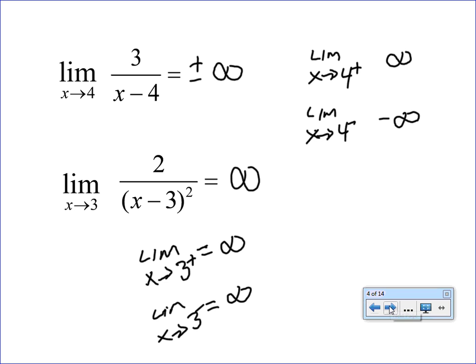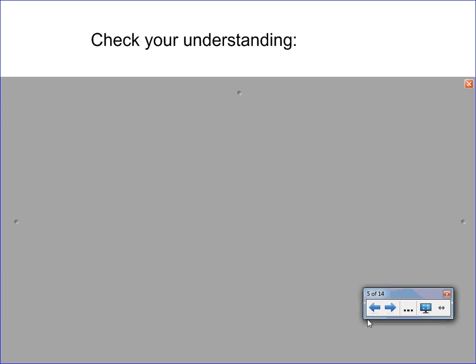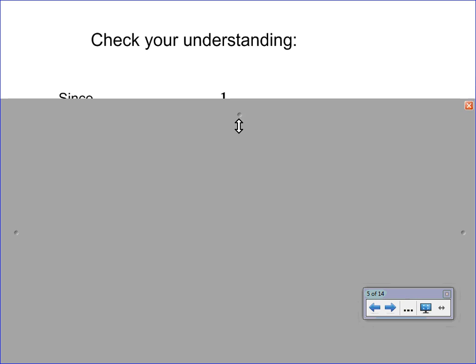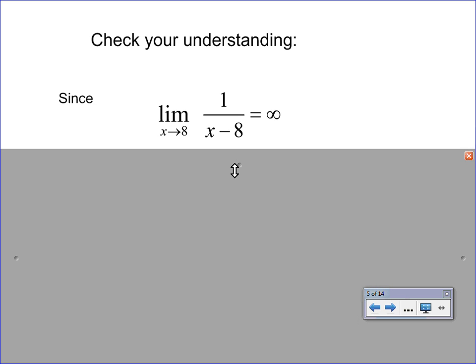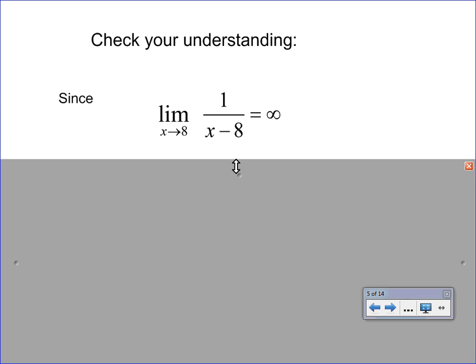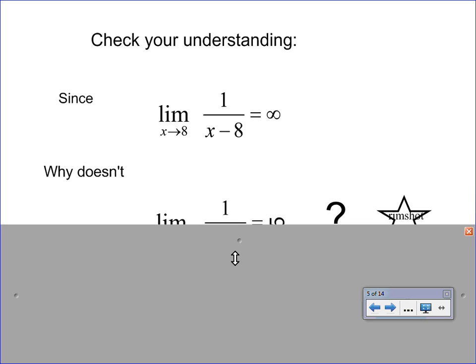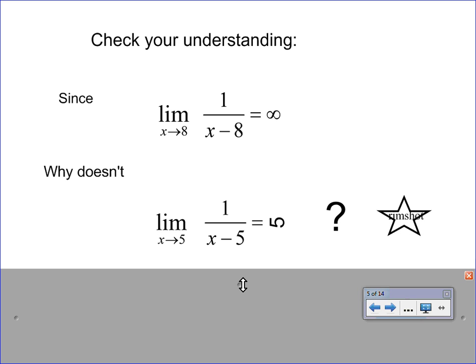Okay, onward we march. Let's check to see if you know what we're doing here. All right, so here we go. So the limit as x approaches 8 of 1 over x minus 8 is that. You agree? Shake your head. So if that's the case, why isn't that true?